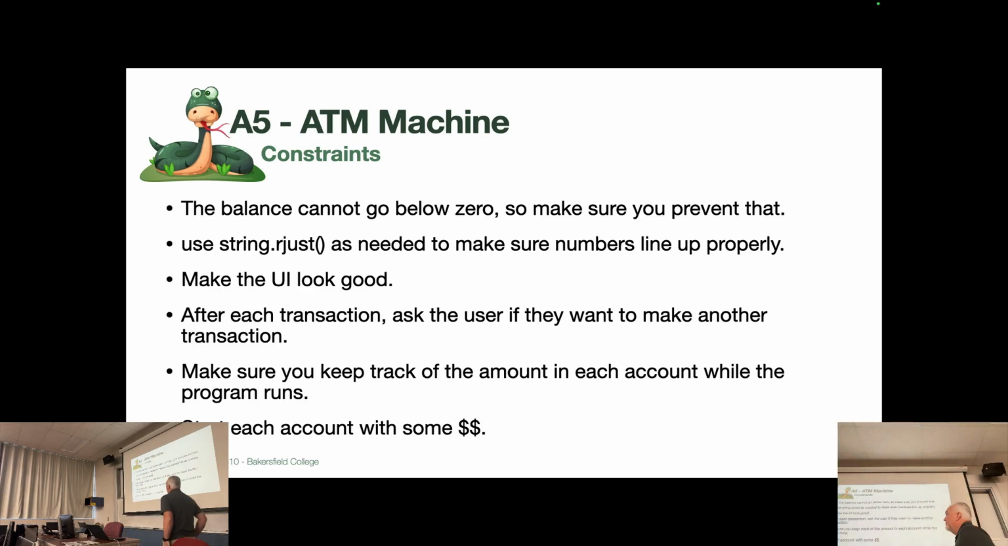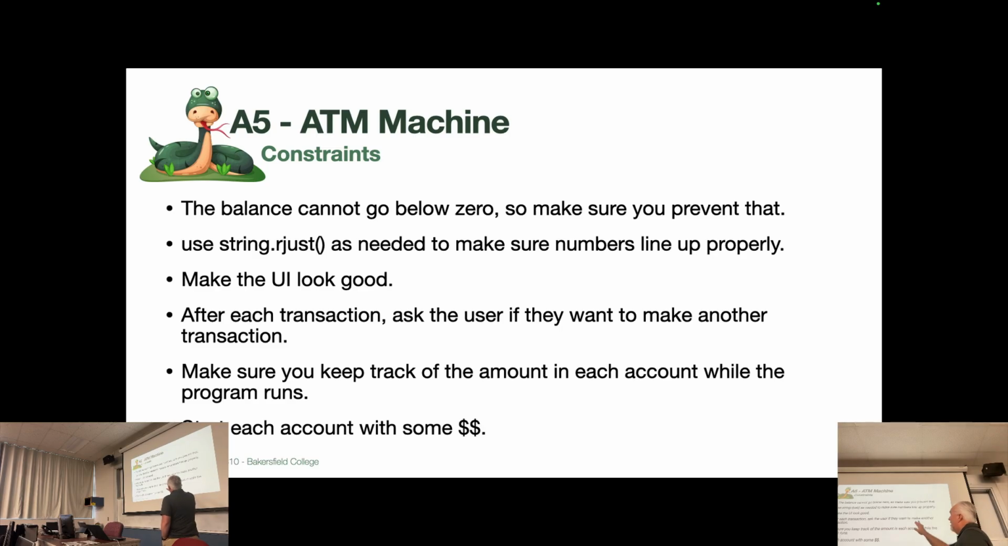Okay, so here's some constraints, and these are available in Canvas too. But we need to make sure that the balance can't go below zero, right? Because if you have $20 in the bank, you can't walk up to your ATM and withdraw $6,000. It's going to be like, nice try. So you have to make sure that whatever number the user wants to withdraw, when they do a withdrawal, that number that they enter is less than what they have in the bank. Otherwise, it should tell them no.